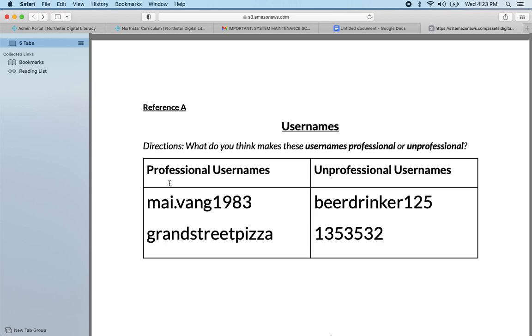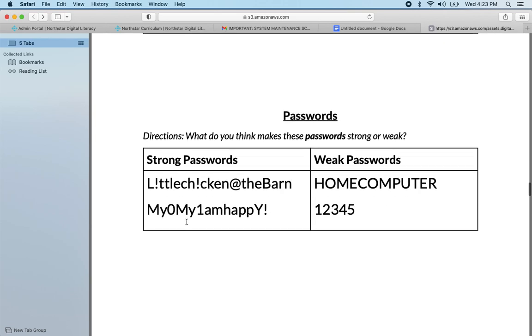Okay, now I want to talk about passwords. Your account will need a password. The password is the key to log on to your account. It should be easy for you to remember, but difficult for another person to guess. A strong password includes numbers, uppercase and lowercase letters, and symbols.